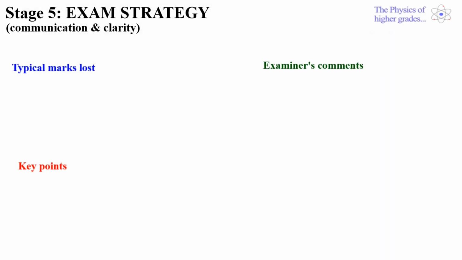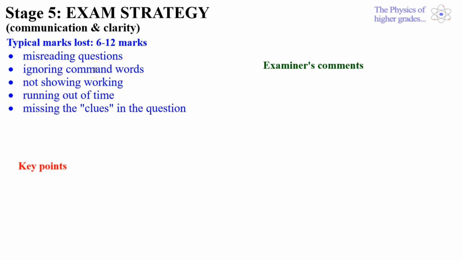This is stage 5 of the force strategy for pushing your exam grade up to an A or A star in Physics A level. So stage 5 is E for exam strategy. So this is all to do with communication and clarity. There are some similarities here with some of the points we've mentioned already, but that just means they're really important. So let's have a look.